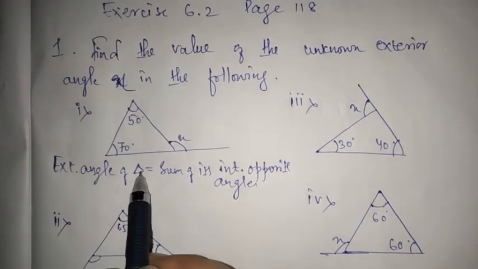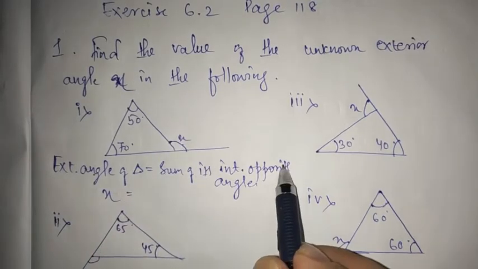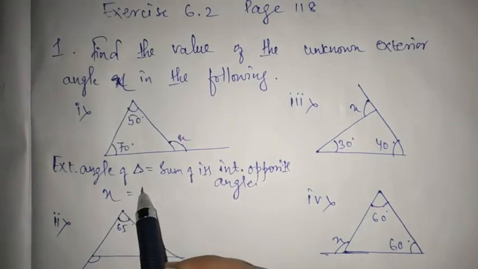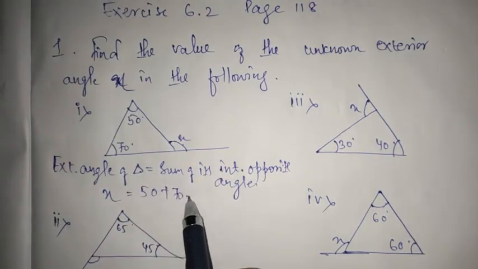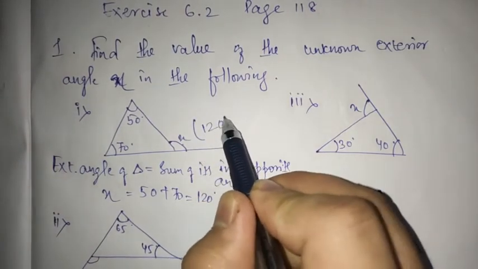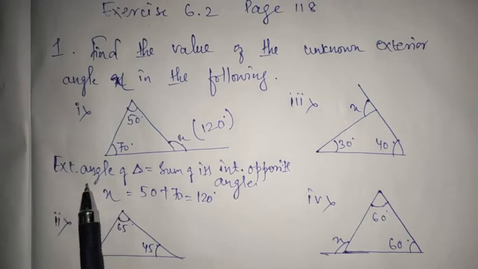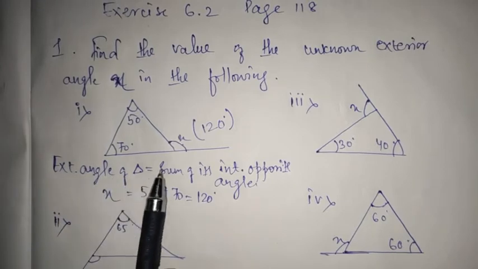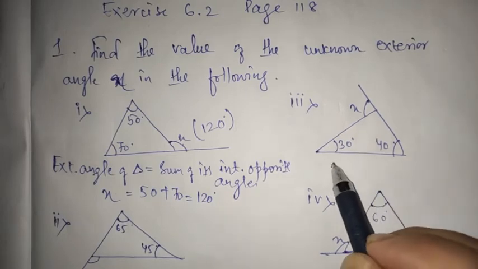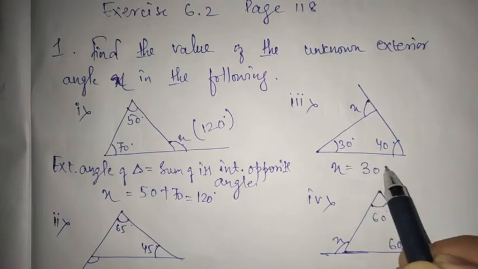So the exterior angle is your x here, and it is equal to the sum of the interior opposite angles. What are the interior opposite angles here? 50 and 70. 50 plus 70, so it is 120 degrees. So your exterior angle here is 120 degrees. How did you find it? Using the formula: the exterior angle of a triangle is the sum of its interior opposite angles. Similarly, to find x here, the sum of the opposite angles is 30 plus 40.